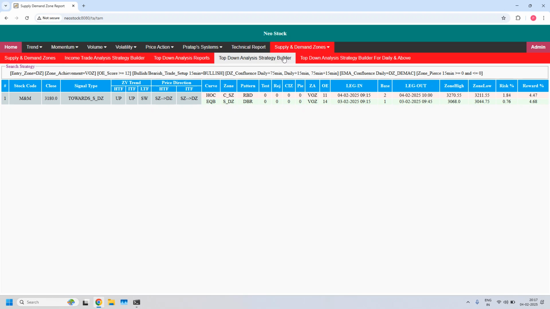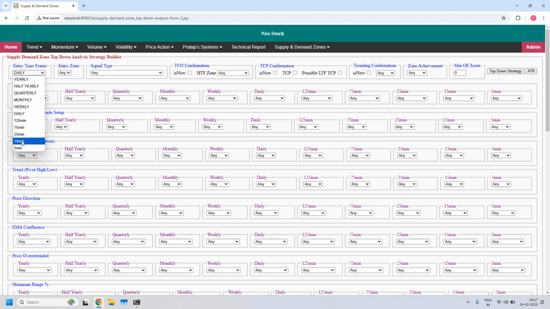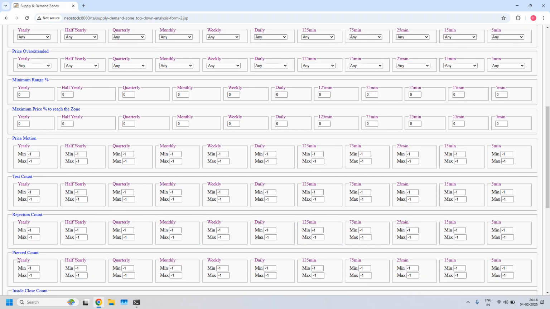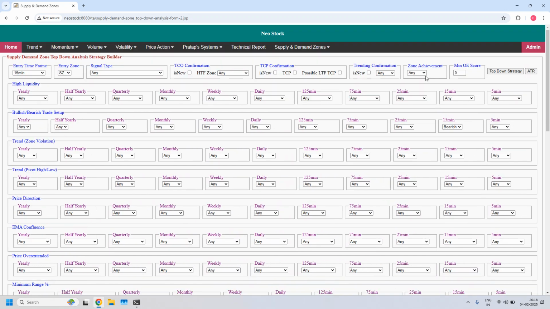Next, bearish trade setup for daily income trade. Entry time frame 15 minutes. Entry zone is supply zone. And in bullish or bearish trade setup at 15 minutes time frame, I have to select bearish. And I need to set 3 filters to 15 minute supply zone. First filter is a 15 minute supply zone should not be pierced. So in the pierced count at 15 minutes time frame, I am setting minimum value 0, maximum value 0. Zone achievement violated opposing zone, minimum odd enhancer score is 12. All 3 filters are applied to 15 minute supply zone.